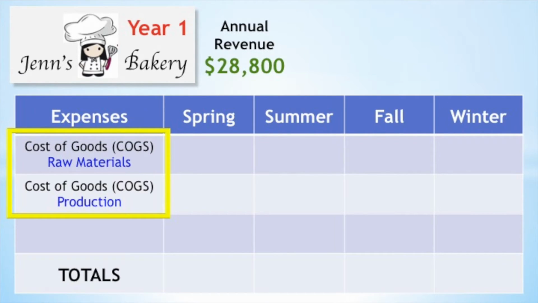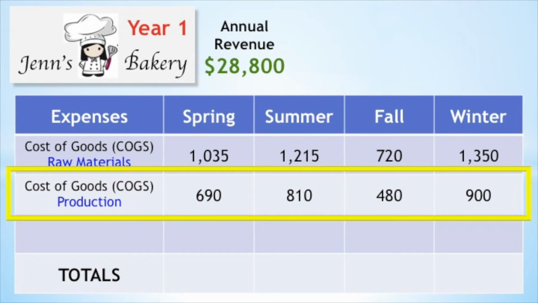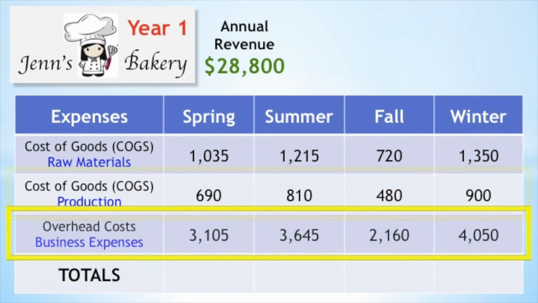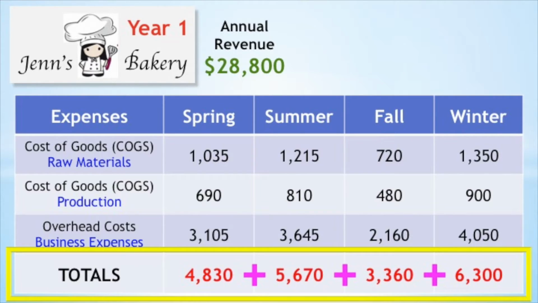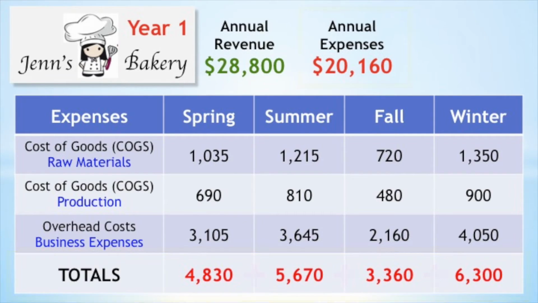These are our average cost of goods, the raw materials we use to make our products, the costs of producing our products. And these numbers are the overhead costs, the cost of doing business in our bakery. Next, we work out all of our totals per season, here, and add them together to get the total annual expenses for Jen's Bakery. At this point, we can finish calculating our business revenues.